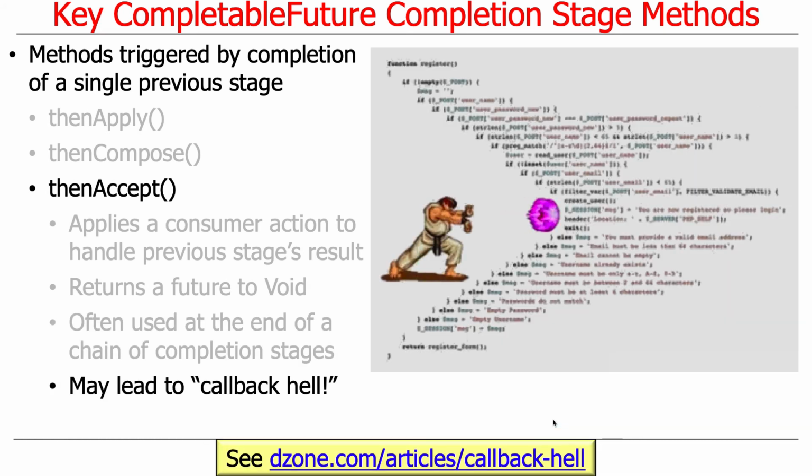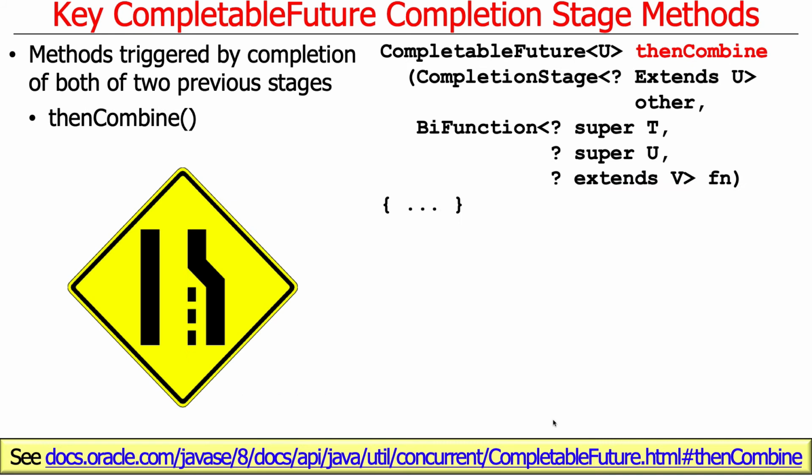You have to be very, very careful using then accept, because you can end up with something that's known as callback hell, where you have this very heavily nested code that has callbacks after callbacks after callbacks and so on. And you can read this article about callback hell. This is a big problem with some variants of JavaScript if you don't use the more advanced features properly. And the same thing holds with completable futures. You should use then accept extremely sparingly, if at all.